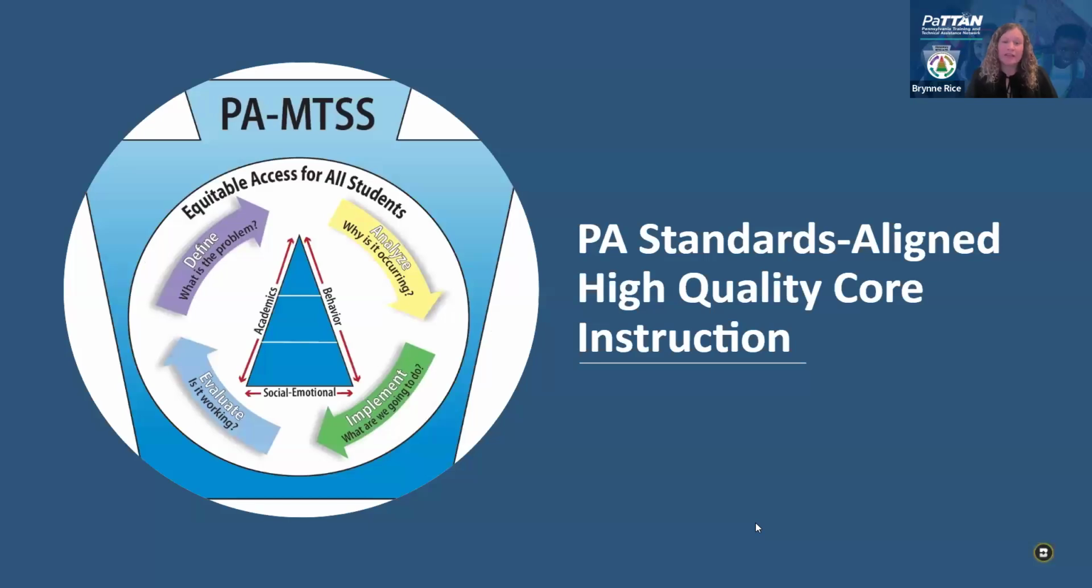The first component is Pennsylvania Standards Aligned High Quality Core Instruction. In this component, the LEA team evaluates core instruction to ensure it is high quality, aligned to standards, and implemented with fidelity.